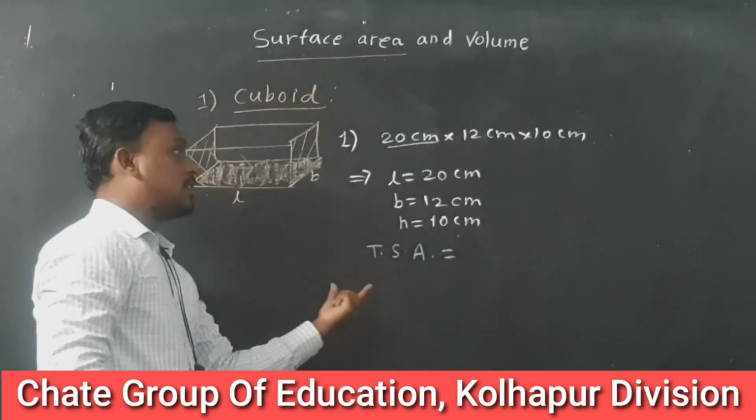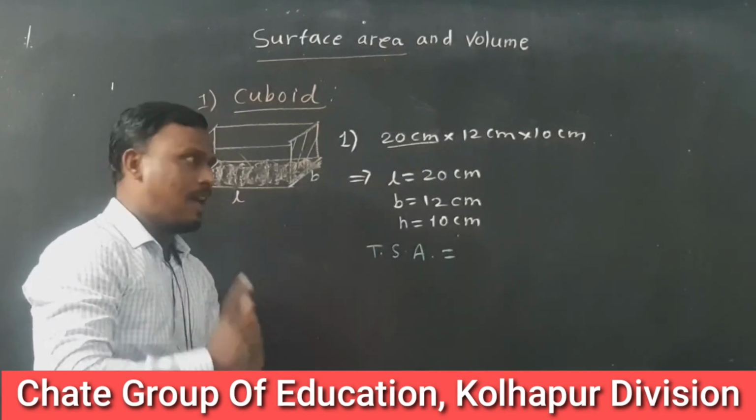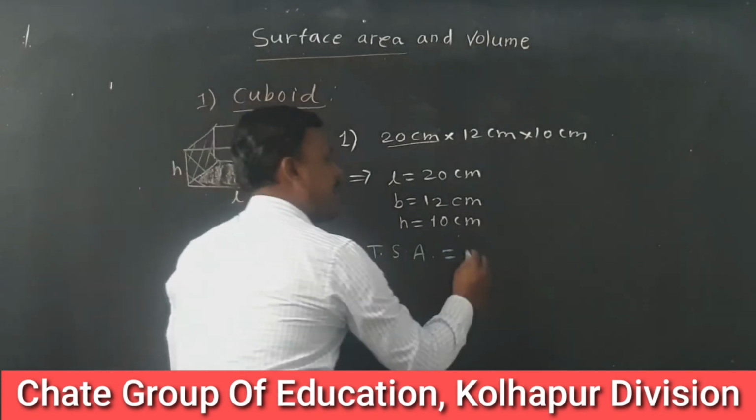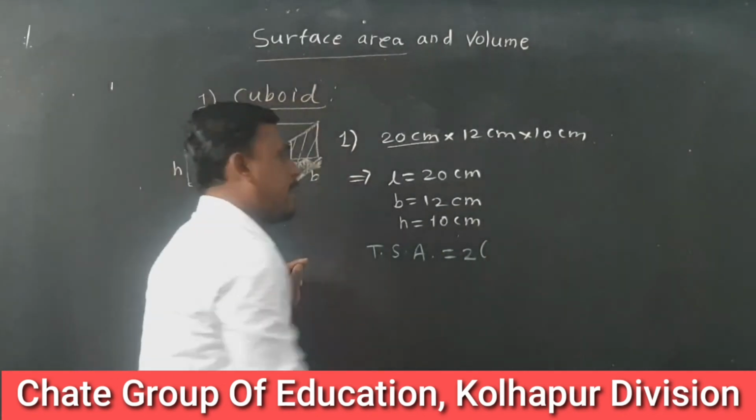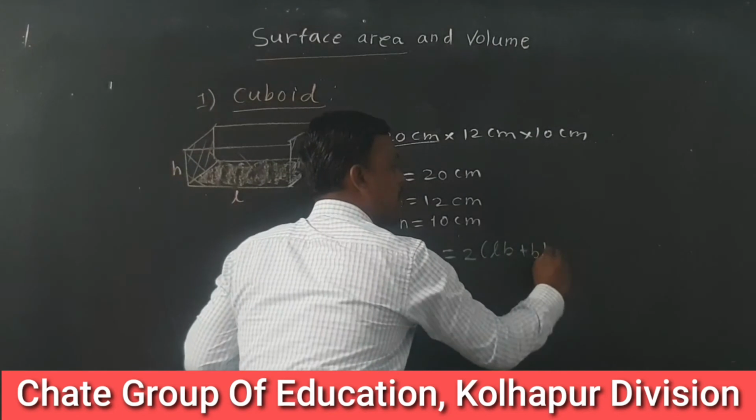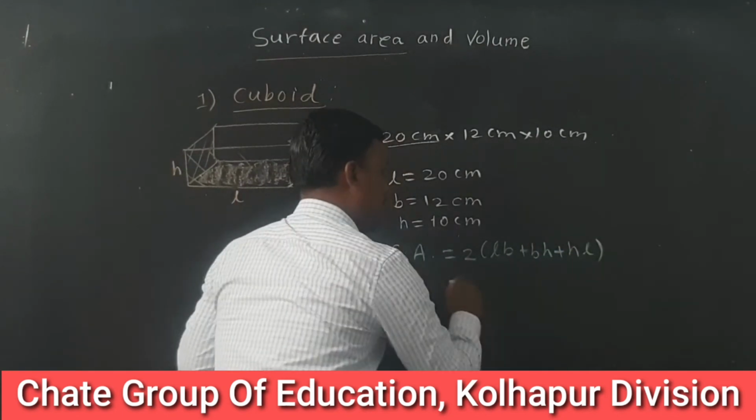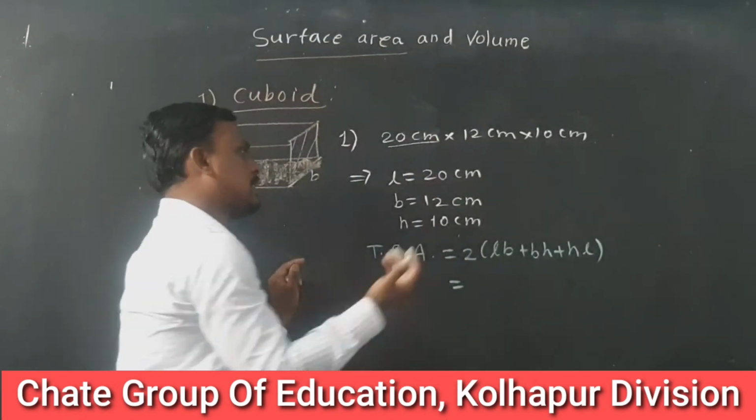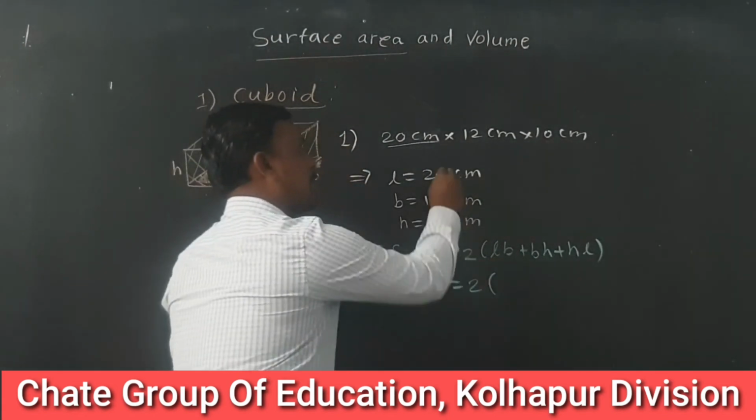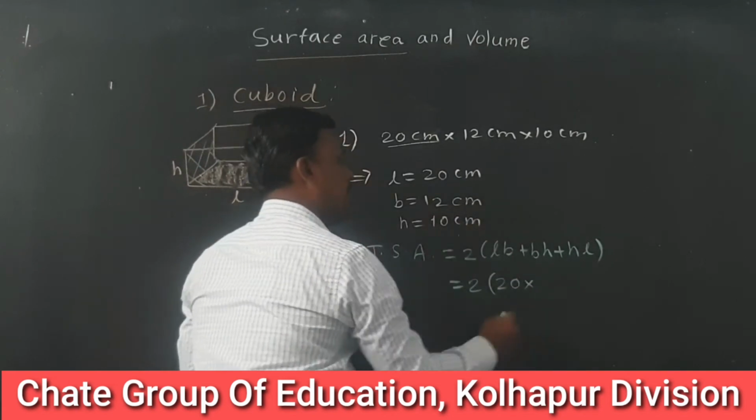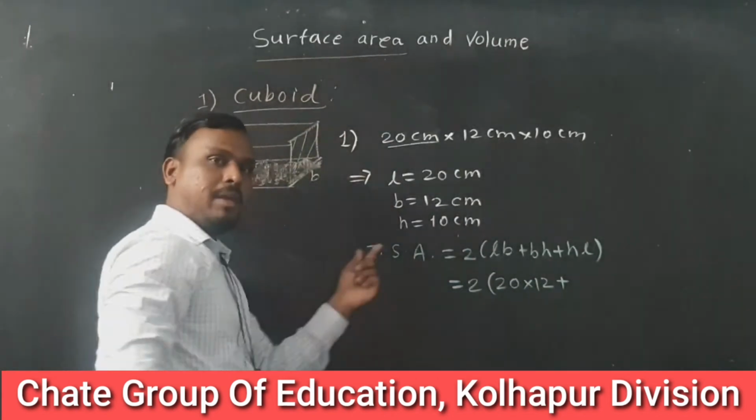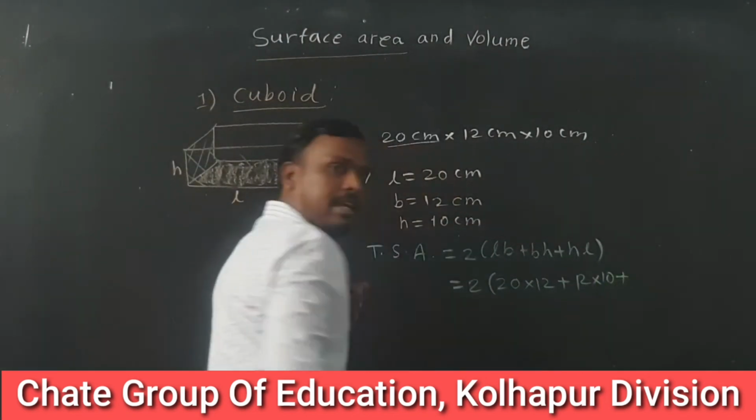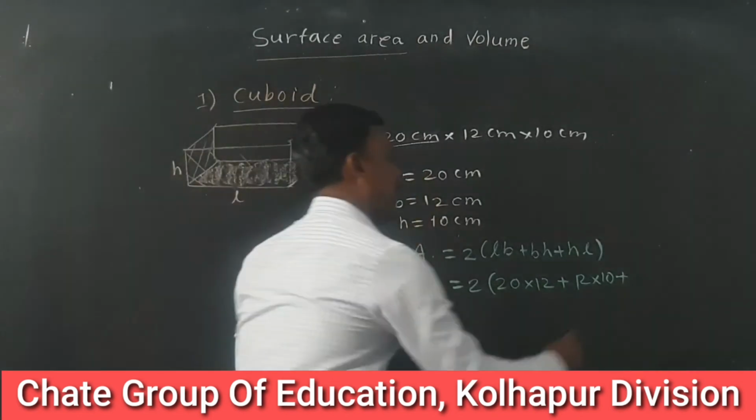Right now we have discussed all the formulas. You have to remember this formula. So we will use the formula directly here. No need to explain that formula here. We will write the formula directly: 2 in bracket LB plus BH plus HL. So this is the formula. Now put the values here and you will get the answer directly. Simple. See here, 2, L is given 20, multiply by B is 12, plus again B into H, so B is 12 into 10, plus H into L means 10 into 20.